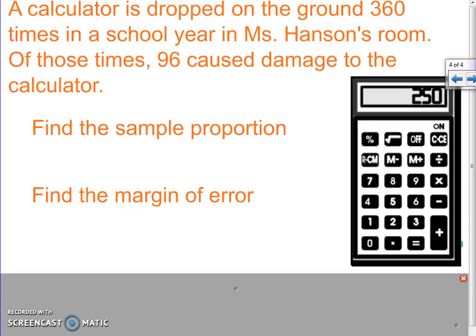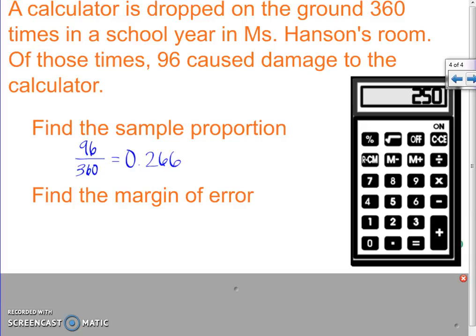How could we say that? Well, proportion is a fraction, remember, so how could we write it? 96 over 360, and what is that as a decimal? Give me 3 numbers after. Okay, so the proportion of calculators that were damaged was 0.266, or about 27%.